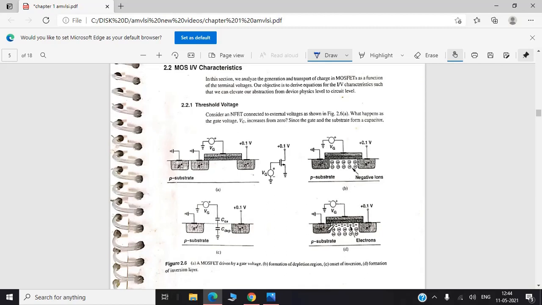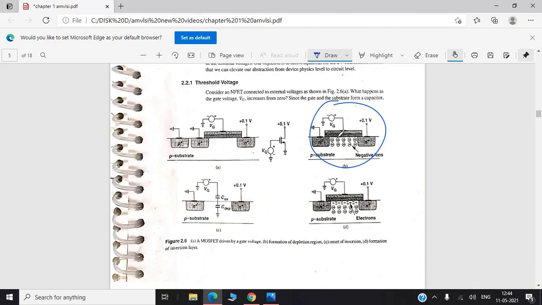If you can see, this is a P substrate, so this is an NMOS device. When the gate voltage is made more positive, negative ions will start accumulating near the region between the source and the drain. The region below the gate acts like a capacitor. This is a depletion capacitor, and this is the oxide capacitor, COX. You have studied this in your scaling, right?